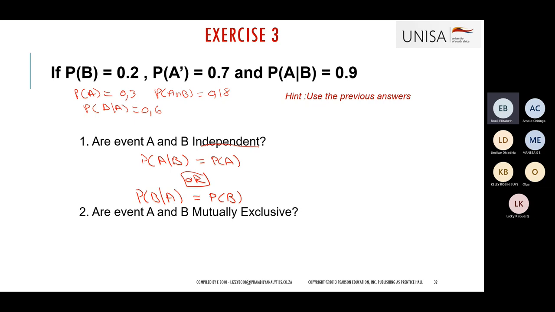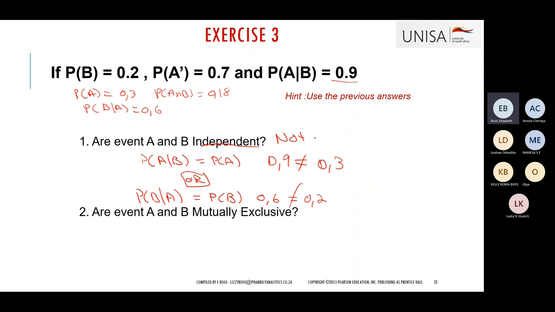So let's prove that. What is the probability of A given B? It's 0.9. Is it the same as the probability of A? The probability of A is 0.3. So 0.9 is not the same as 0.3. Therefore, they are not independent. That is the first test you can use. Let's look at the second one. That is B given A. If B given A is 0.6, is it the same as the probability of B, which is 0.2? No, they are not. So they are not independent. Events A and B are not independent. So we have proved that.